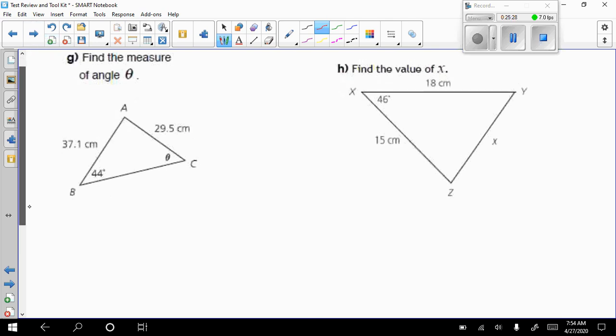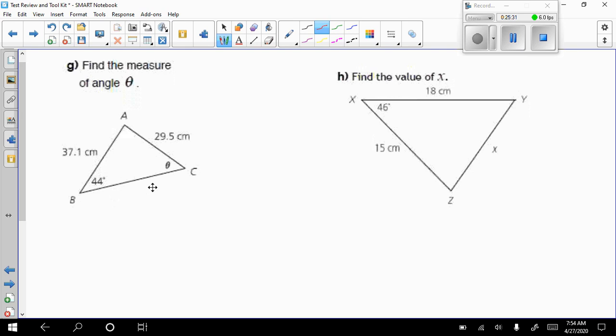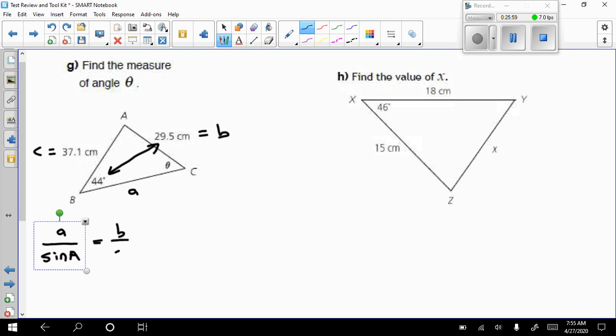And so let's give these, this one says solve for angle theta. And so here we go. Right away, I notice that we have opposites. We have 29.5 and we have 44, which are opposites. So I immediately say I'm going to use sine law. So this side is little a, this side is little c, this side is little b. And so right away I go, well, a over sine a is equal to b over sine b, which is equal to c over sine c.